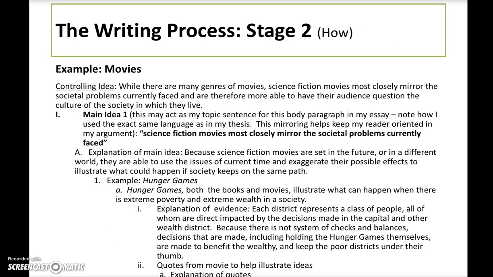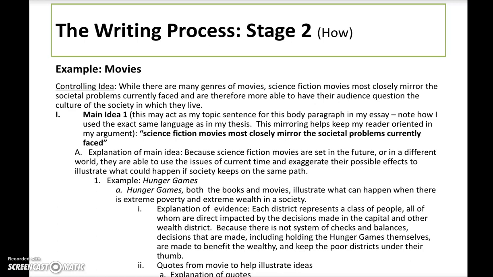Okay, so here's an example of an outline that I've generated. It is about movies, specifically about science fiction movies. Take a moment to read through it. I know there's a lot. Your outlines may or may not be written in sentences. In this case, it is.